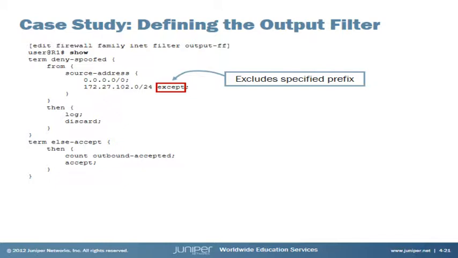So this is our outbound filter. So we're matching everything except that. So if it matches anything except that, we're going to discard it. So in other words, you could say we're not going to discard traffic from 172.27.102.0/24, but we are going to discard everything else. And then we want to actually else accept. We're going to count outbound accepted traffic. Fine. So we're going to count the traffic as it goes out.